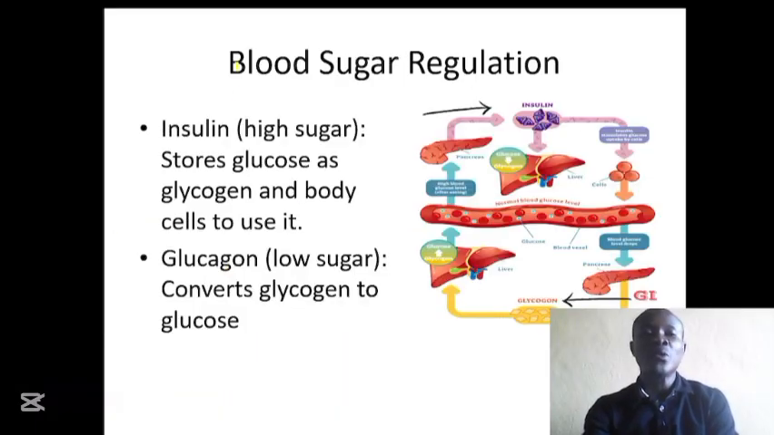And lastly, concerning homeostasis is the regulation of blood glucose level, how the body maintains its blood glucose level.